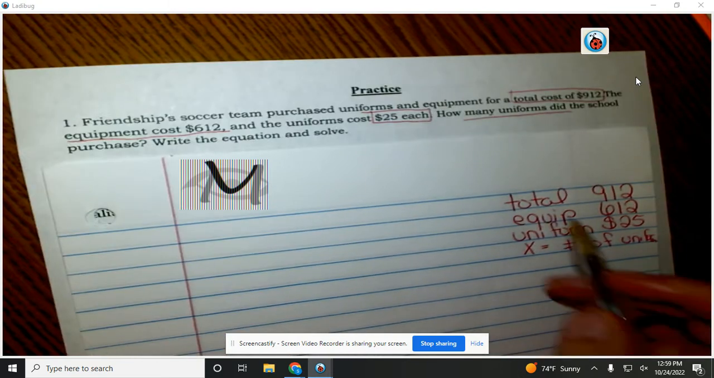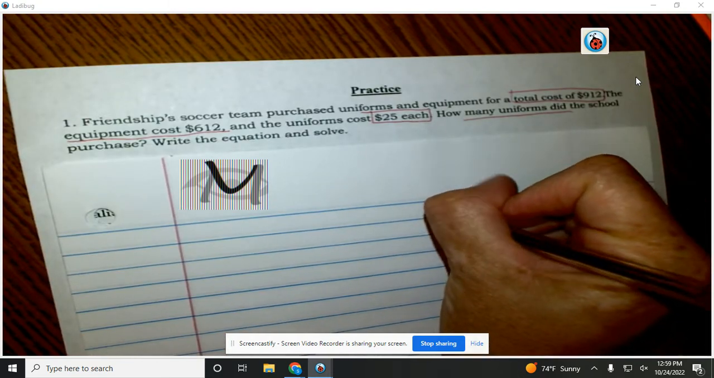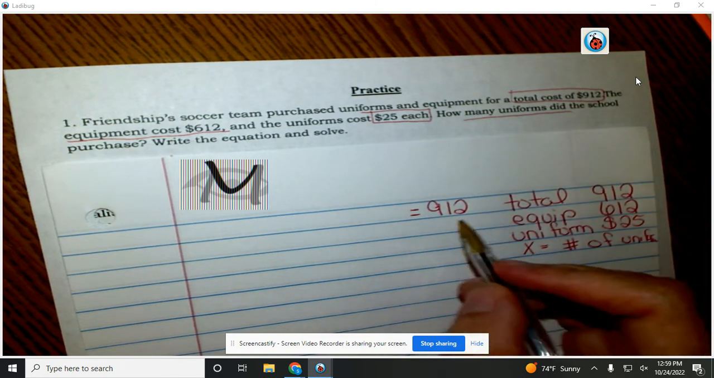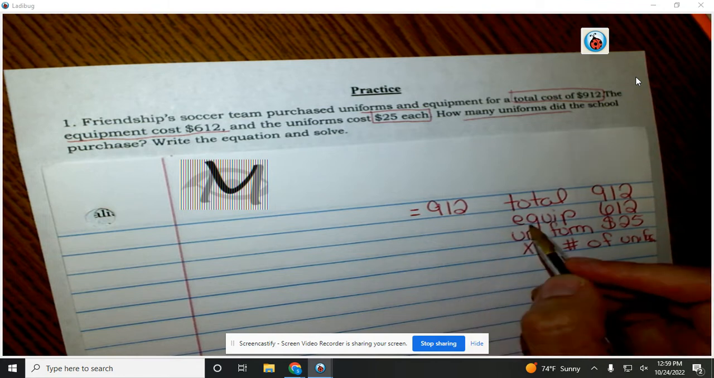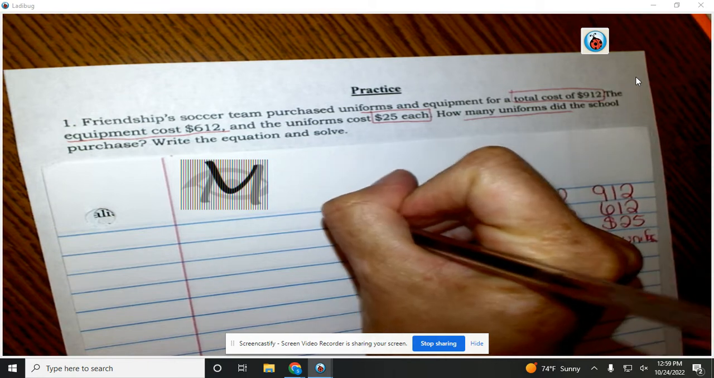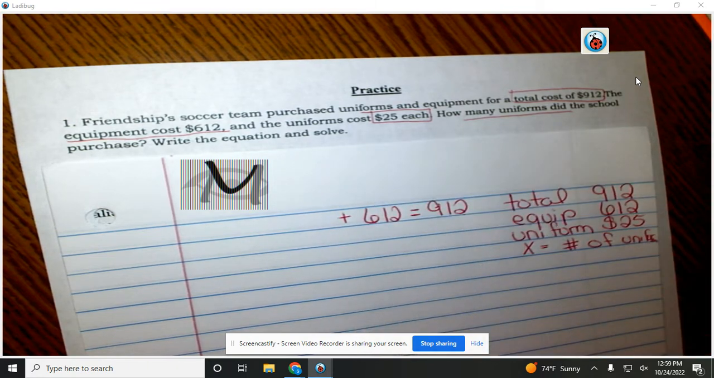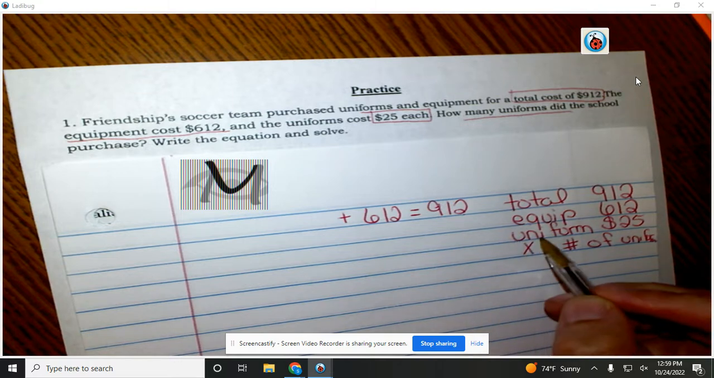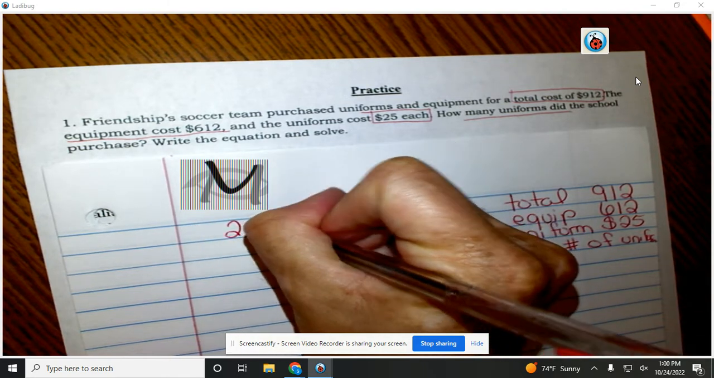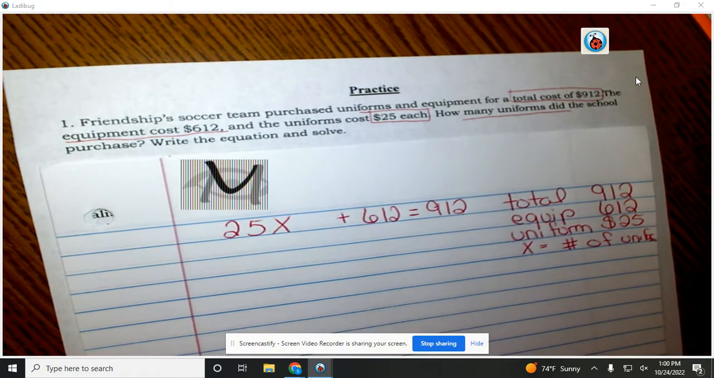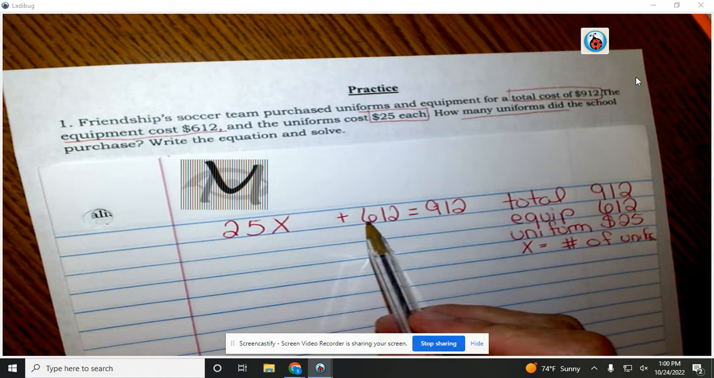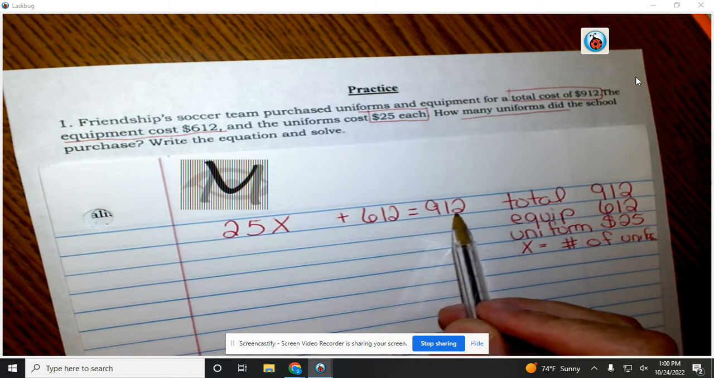All right, so the total ending amount is going to be $912. So we know that everything said and done, the equipment, the uniforms, all of that is going to equal $912. Now we know that the equipment is $612, and it was just a one-time purchase of equipment. So that would be like your soccer goals, maybe soccer balls, something along those lines. And we know that the uniform is $25 for one uniform. But what we don't know is how many uniforms we can purchase. So if you were to write this out in an equation, it'd be 25x plus $612 will equal $912.